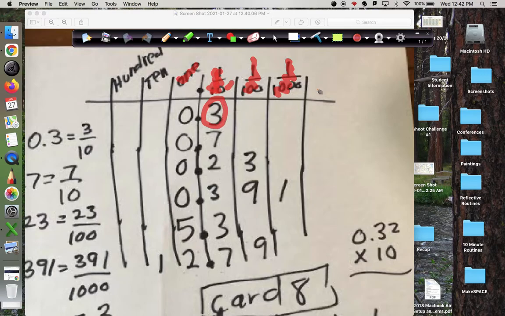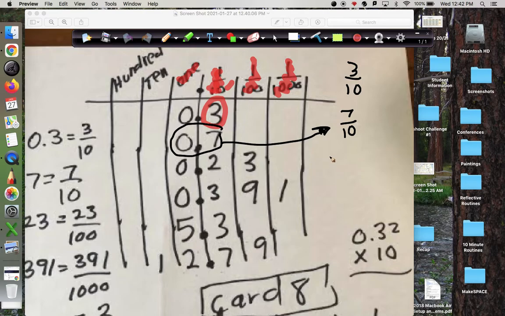So that's 3/10. And this is 7/10. So this is the decimal version, and this is the fraction version, and you say it exactly the same way. And you use the number that is the last number in your digit.